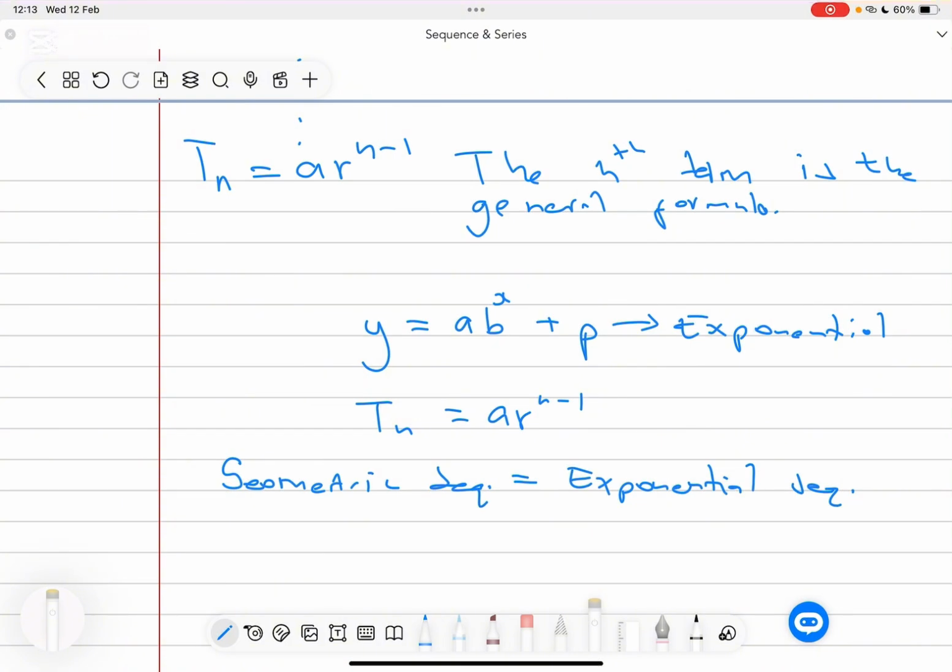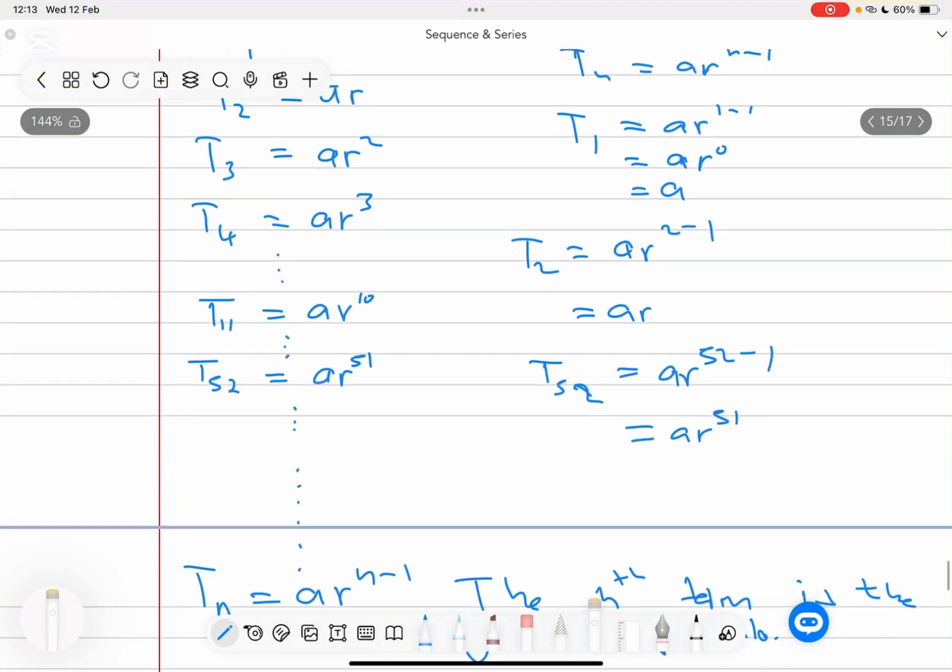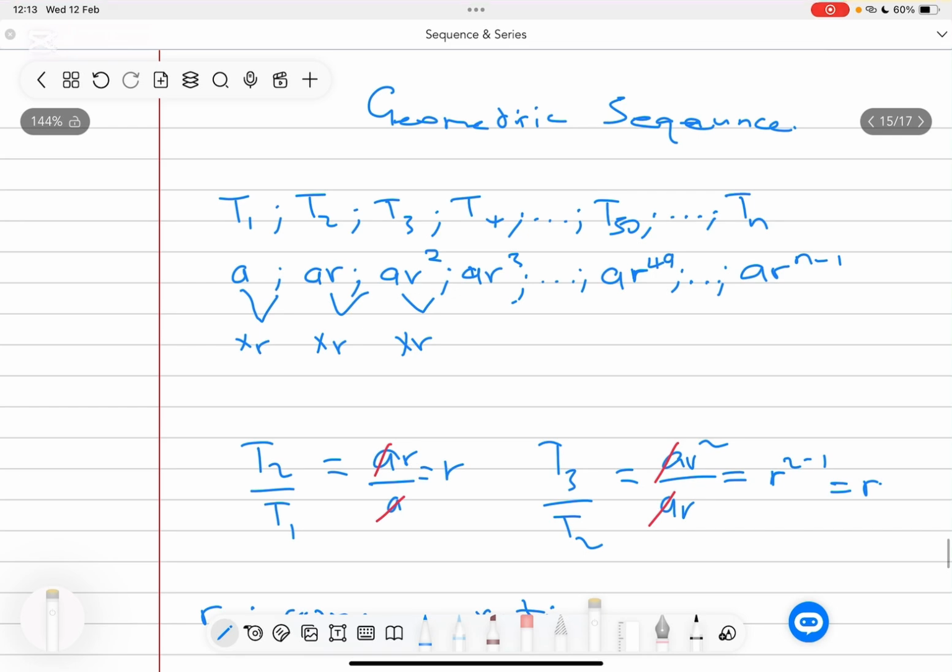So this means the terms in this sequence that we have studied are actually exponential. In other words, they are growing at an exponential rate. And that makes sense, because if you multiply by r and multiply by r, you can see that these terms are actually growing faster. They're not linear, as opposed to an arithmetic sequence.